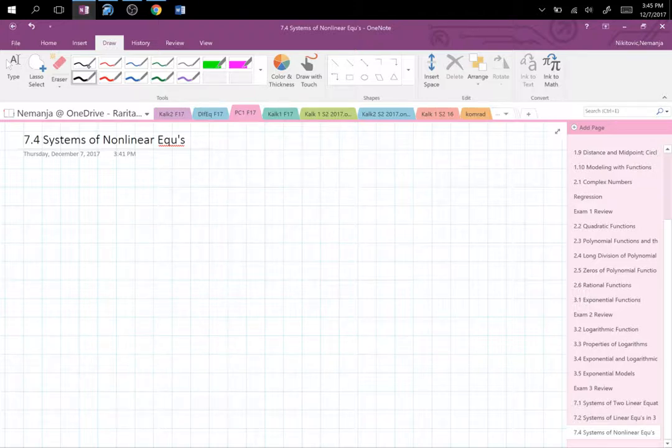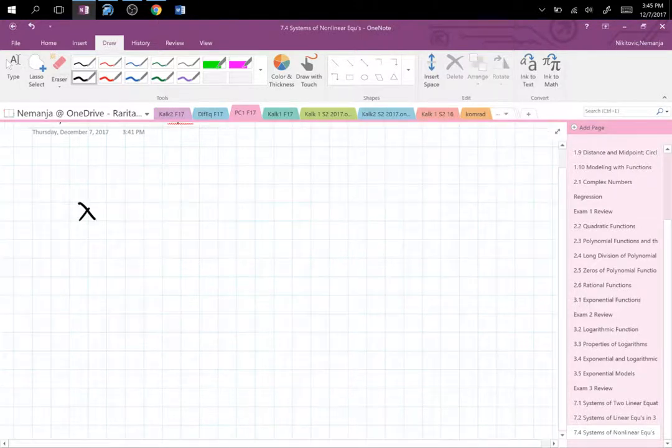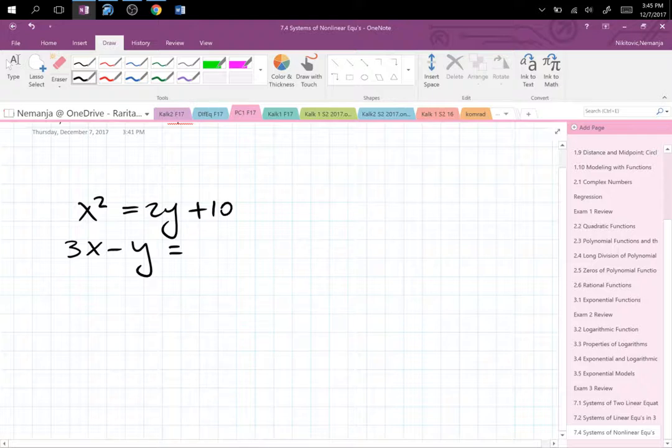So an example of a nonlinear system would be x squared equals 2y plus 10, and 3x minus y equals 9. The only thing that makes this system nonlinear is the x squared term. Everything else about this system is linear. The second equation is linear, but because the first equation is nonlinear, the entire system is nonlinear. So we have that part.